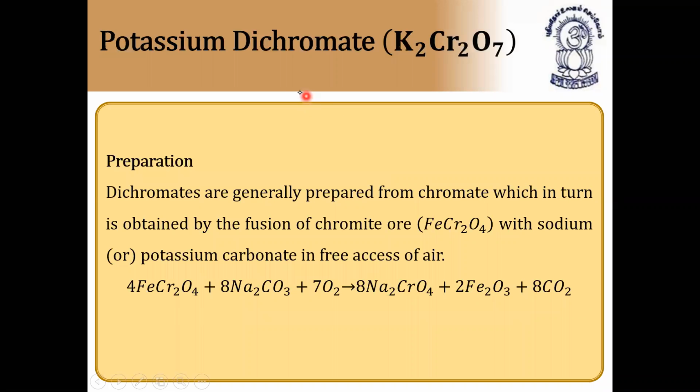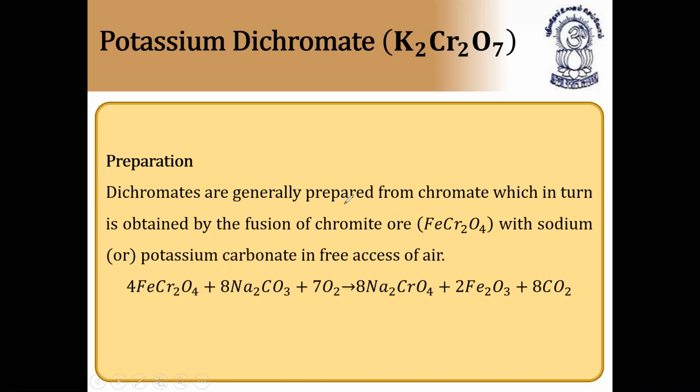Next, potassium dichromate, preparation and properties. In this chapter, we have only two topics left: potassium dichromate, preparation and properties, as well as potassium permanganate, preparation and properties. After that, this D block will be finished. Then we will go for F block elements. Now coming to potassium dichromate, that is K2Cr2O7. It is an important compound, and this reaction they can ask in the examination.